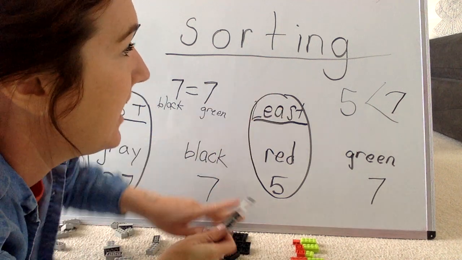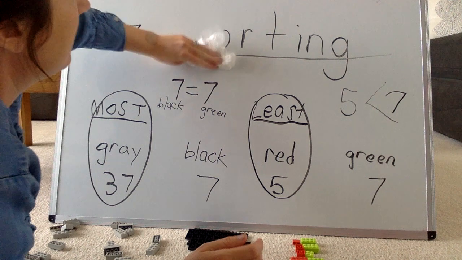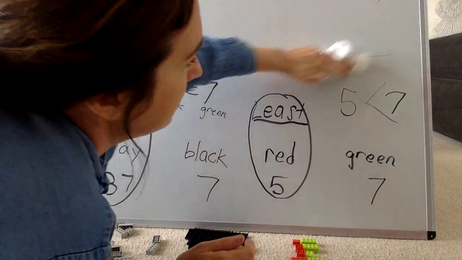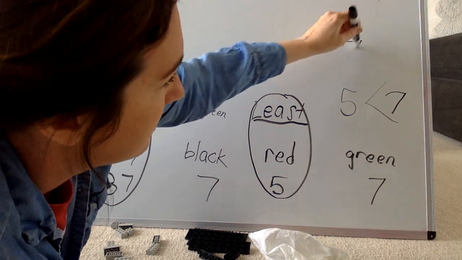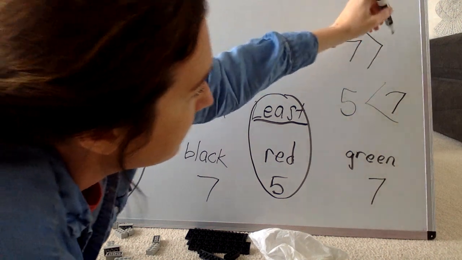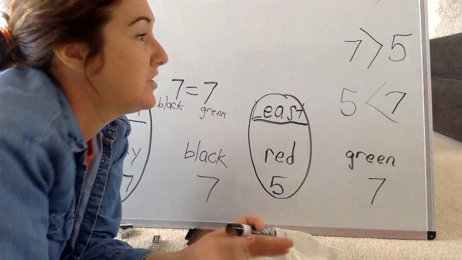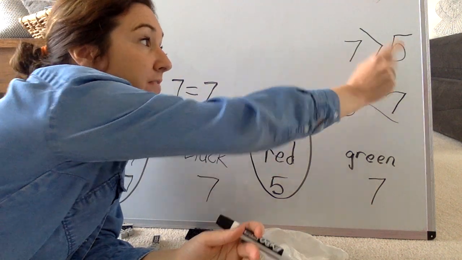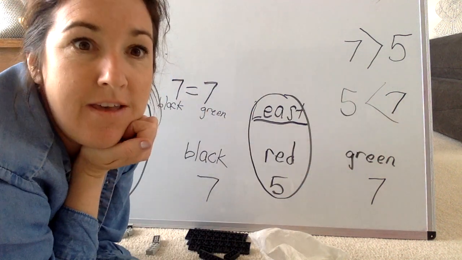Or I can change it. Where's my official eraser? I can change it to say 7 is greater than 5. Look at that. So 7 is greater than 5, or 5 is less than 7.